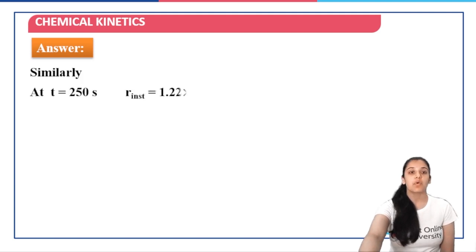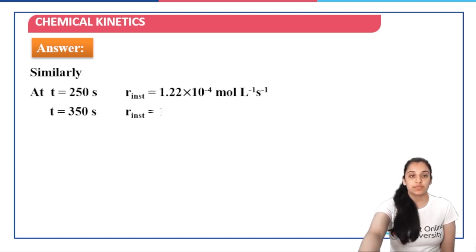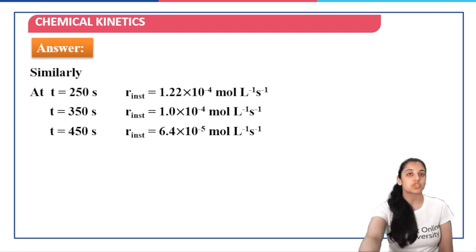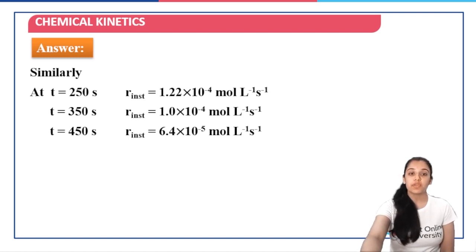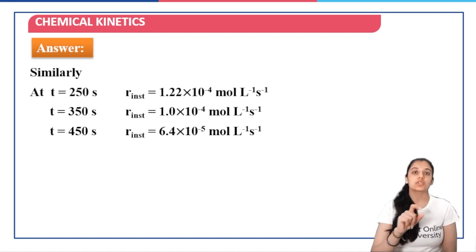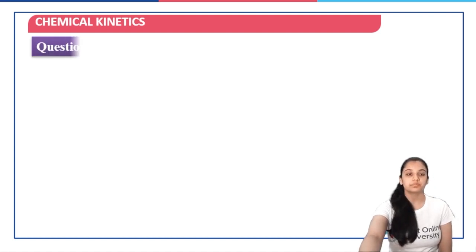Similarly, for the rest of the time periods also, from the graph we can calculate, and these are the answers. Once you've calculated after drawing the graph, you can simply match your answers. And if you feel you are wrong somewhere, please check your calculations, because the answers given here are correct. All you need to do is check the calculations for the slope part.